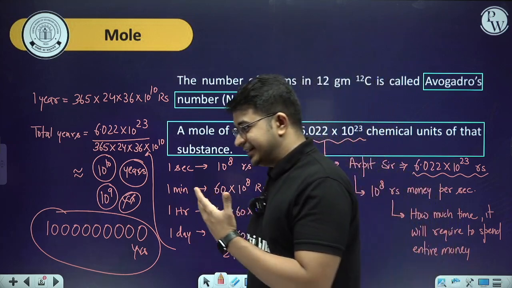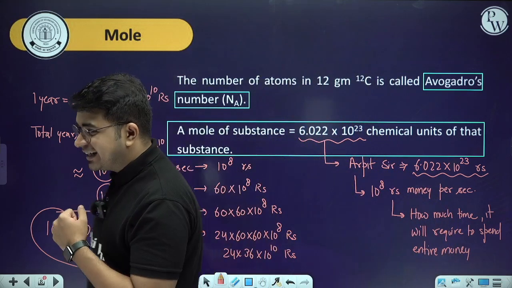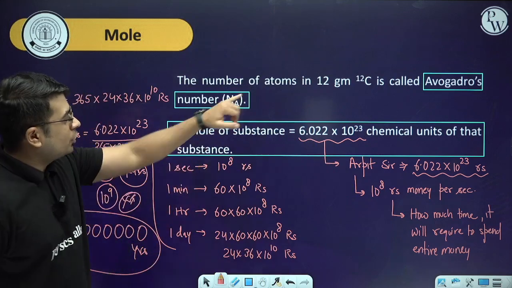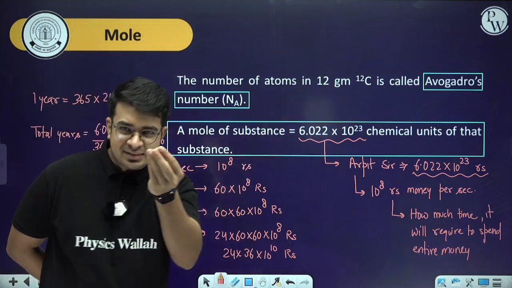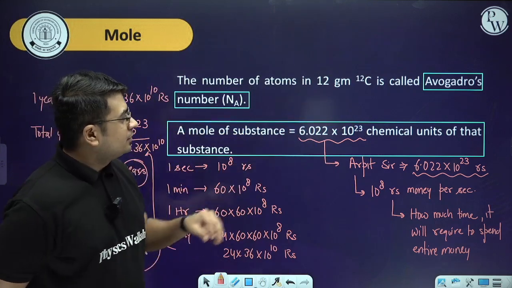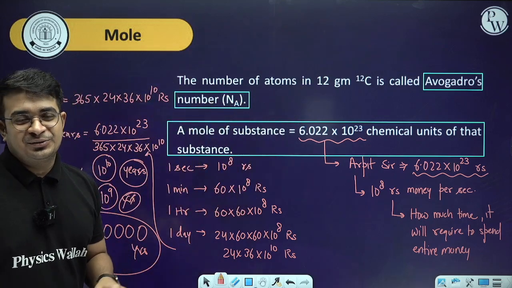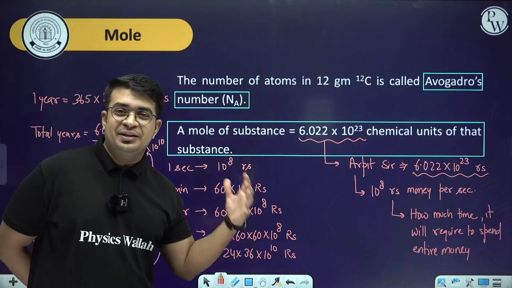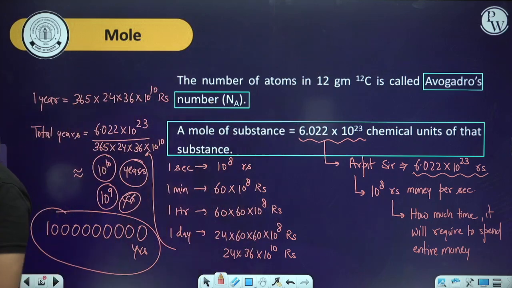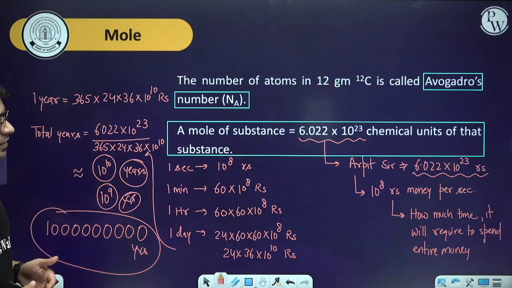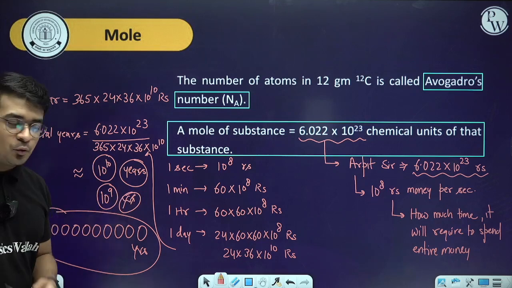The interesting thing in that case is that only 12 gram of carbon has these many atoms of carbon. So you can see this number is actually very, very large. I hope this entire part is clear to everyone. You can see the calculation. It's a very simple analogy. I tried to give you the basic perspective about the entire part of mole.